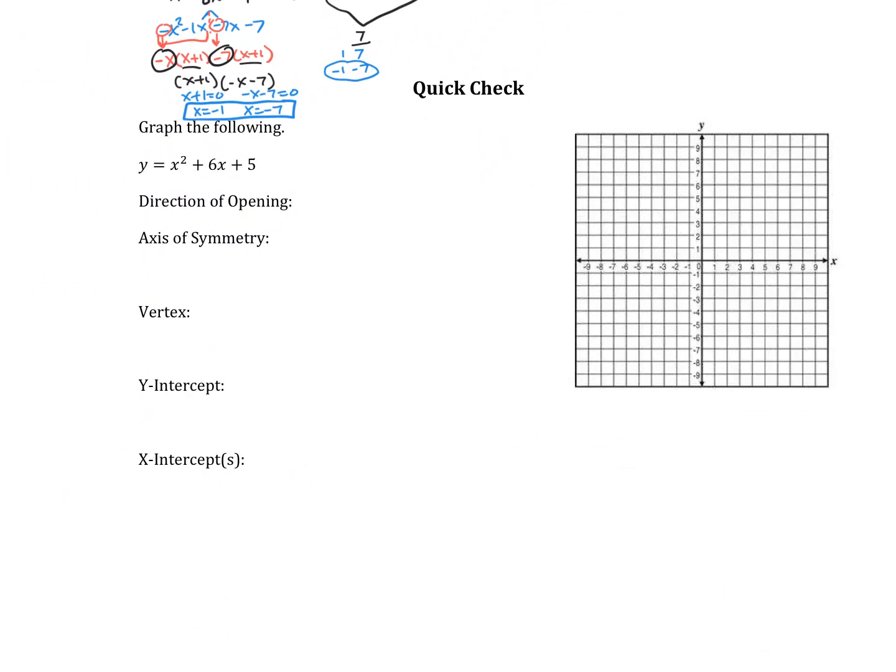Okay, so now there's just a quick check question and do the same thing. Find all those properties of the parabola and use them to sketch a graph. And then some self-assessment questions, and bring any questions you have to the Google Meet.